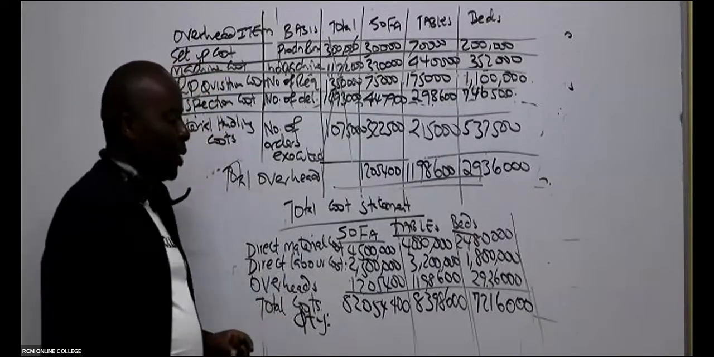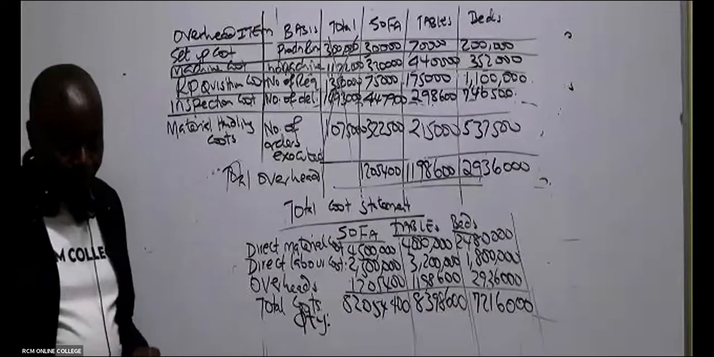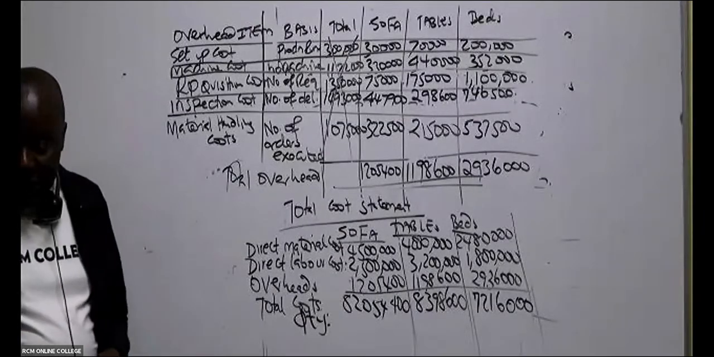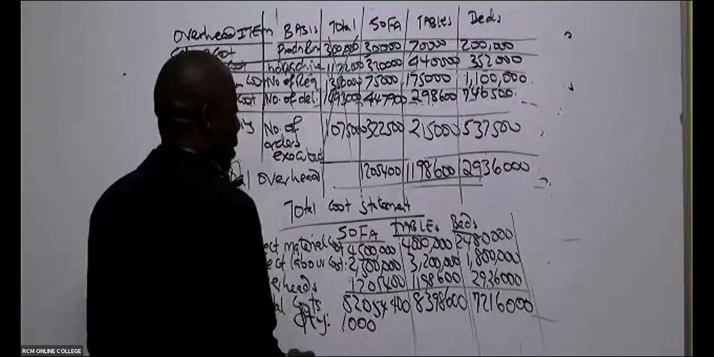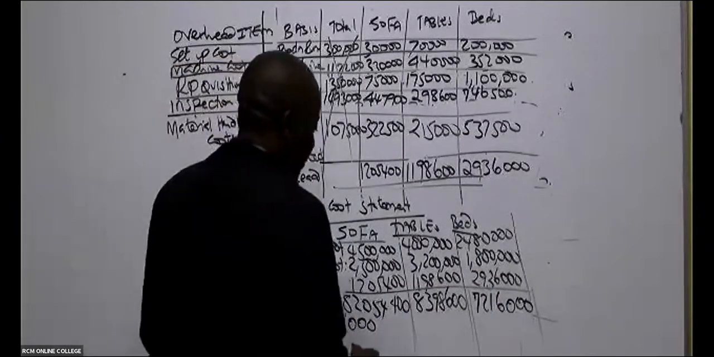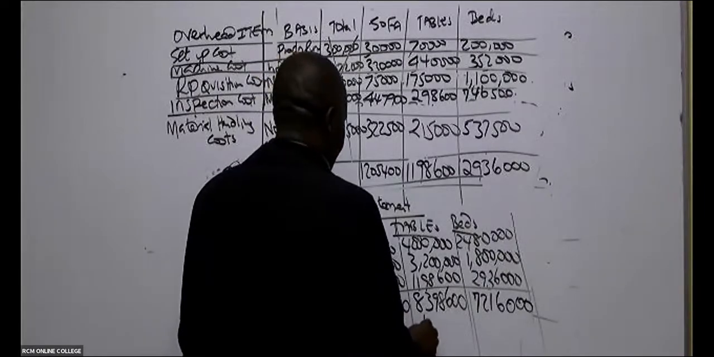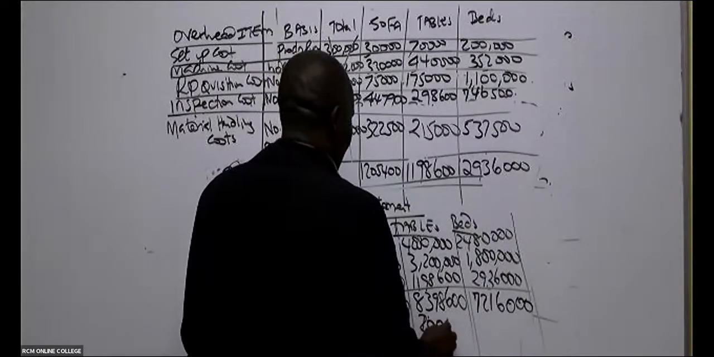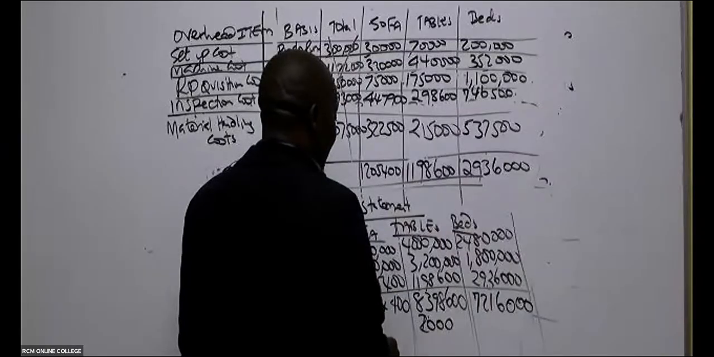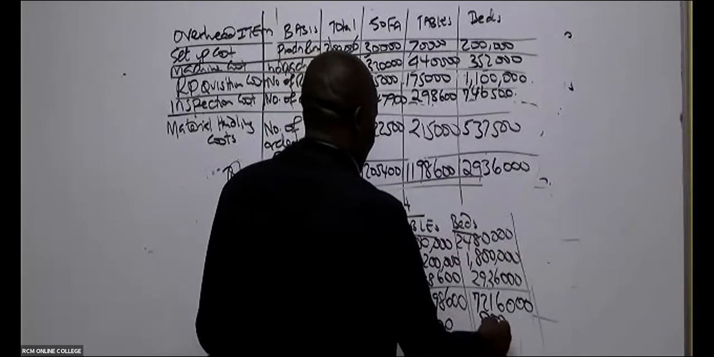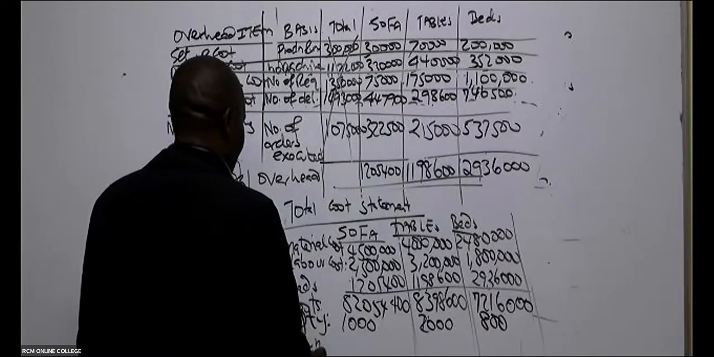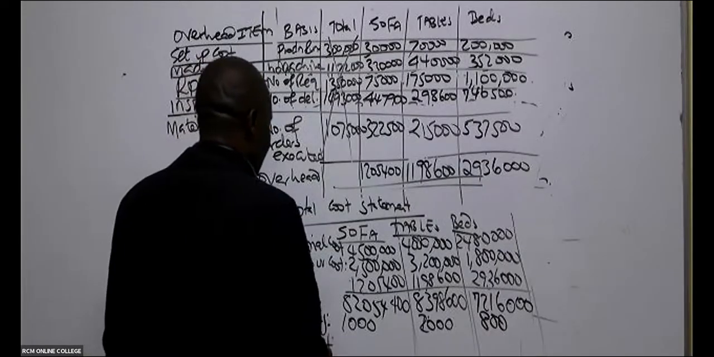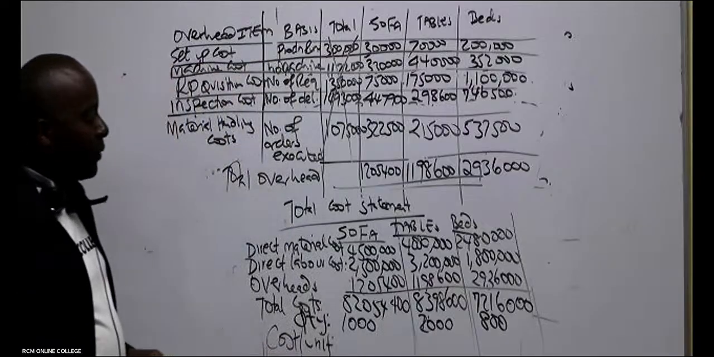How many sofas are we supposed to produce? So we have 1,000. How about tables? 2,000 tables. How about beds? 800. Thank you so much. So go ahead and give us cost per unit as we say hooray and go home.